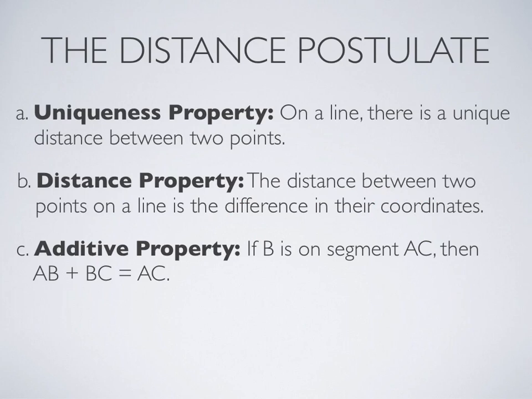The additive property, and there's a picture on your notes that'll hopefully help you with this, says that if point B is on segment AC, then AB plus BC, and remember these are talking distances. Remember when we talked about those symbols? The distance from A to B plus the distance from B to C has to equal the distance from A to C. And again, I think the easiest way to think about that is to look at this picture.